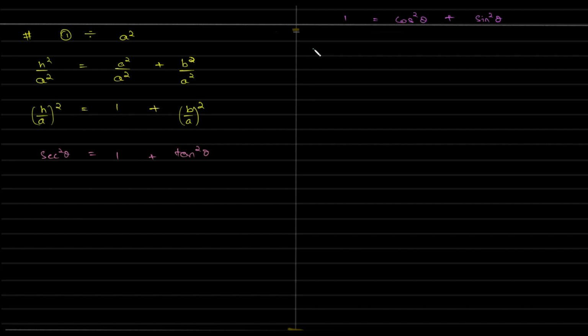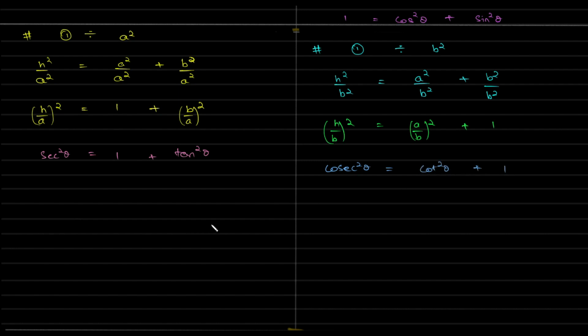As simple as that. Now, the third one is divide equation 1 with what? Yes, B square. So H square by B square is equal to A square by B square plus B square by B square. We'll rewrite this as H by B the whole square is equal to A by B the whole square plus 1. H by B is what? H by B is cosecant theta, it's inverse of sine, right? A by B is cot theta. So cosecant square theta is equal to cot square theta plus 1. And thus you have all the three identities.